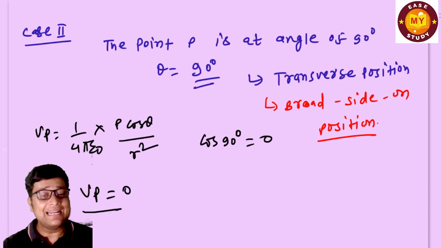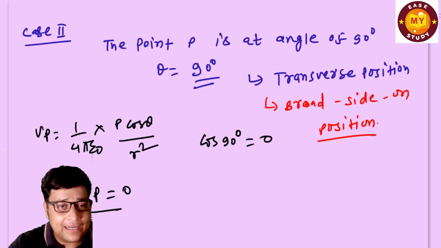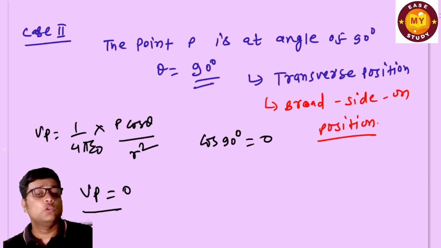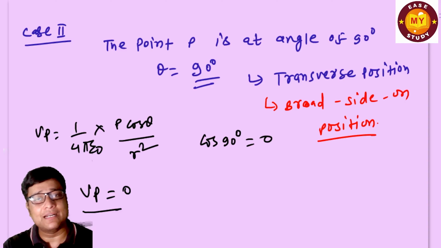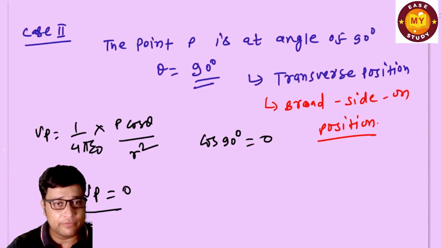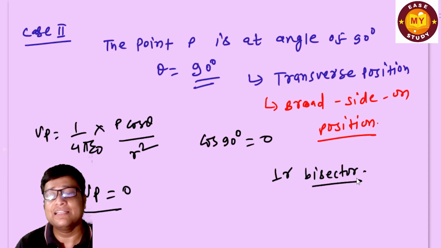So when I say the potential due to the broadside on position, this value will be 0. The electric potential when the point is on the perpendicular bisector, we can also say the perpendicular bisector. So when your point is at the perpendicular bisector, the electric potential will be 0.